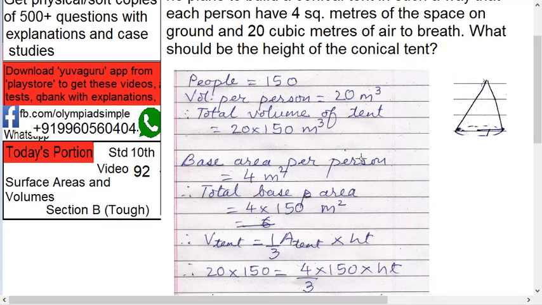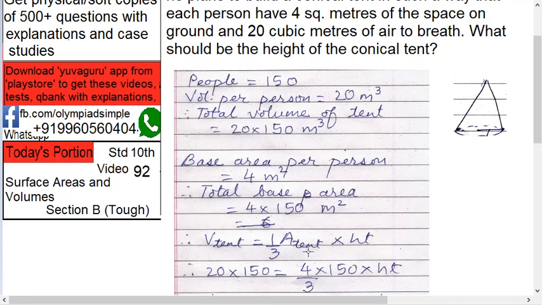So base area per person is 4. So total base area is what? 150 into 4. Okay. So volume of tent is what? 1 upon 3 into area of tent into height. Area here means base area of the tent. Right? Why? The volume of a cone is what?